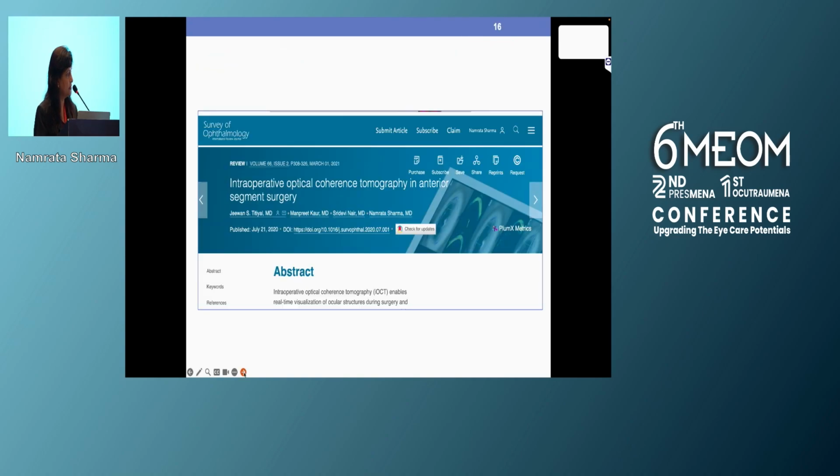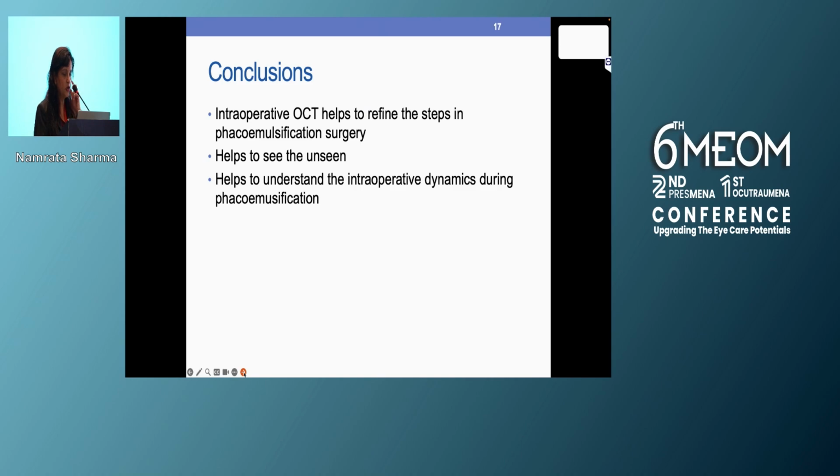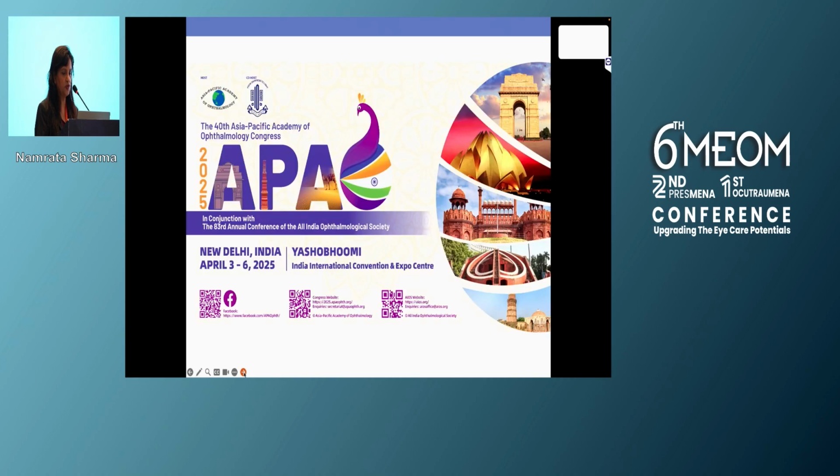So this is our survey of ophthalmology publications on IOCT guided surgeries, especially for anterior segment. So to conclude, intraop OCT helps to refine the steps in phacoemulsification surgery. It does help you to see the unseen and helps you to understand the intraoperative dynamics better during phacoemulsification. Not that you need it, but it just refines your surgery.